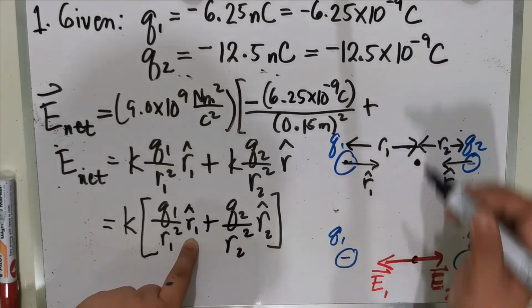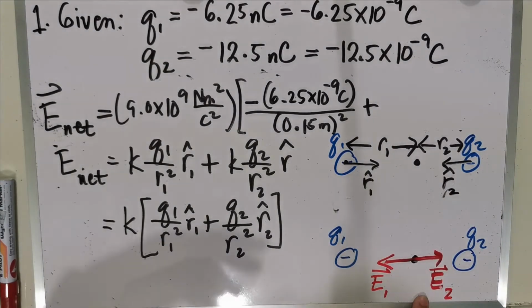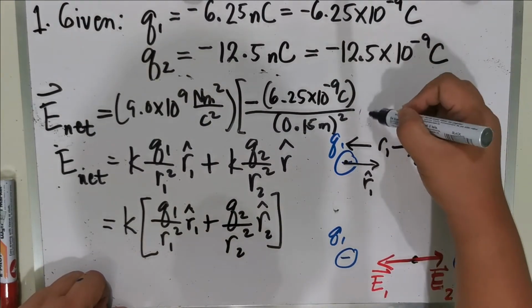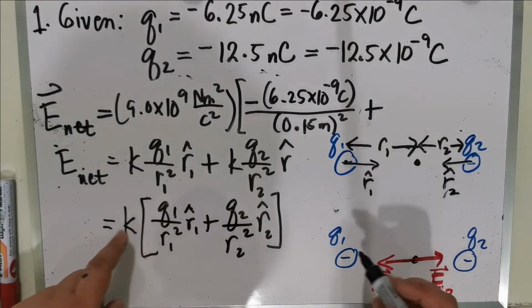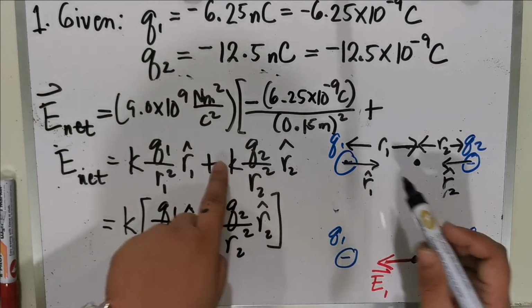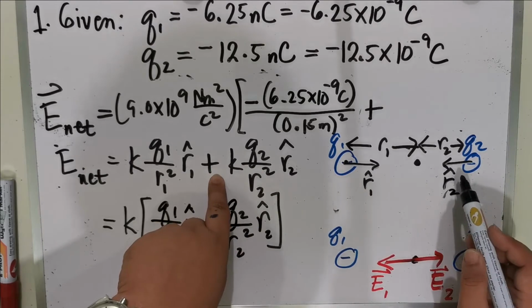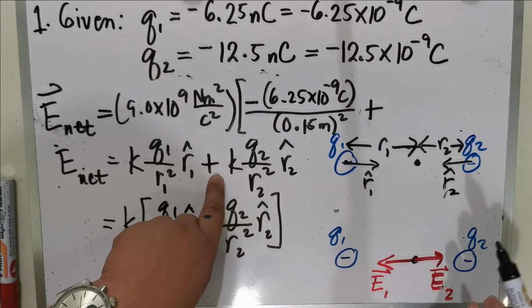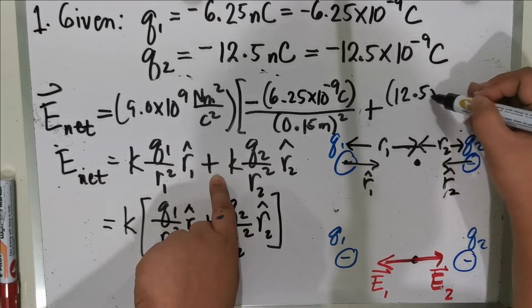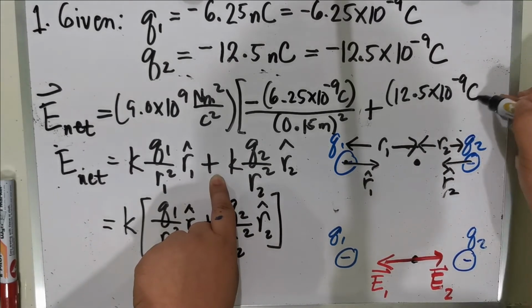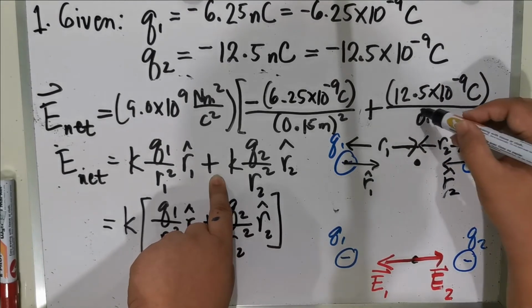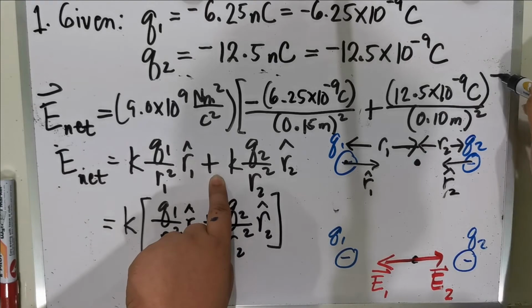And then plus sa isa, ang E sub 2 is padulong sa right, so as is nagyapon ni nga positive. So ma-positive po na siya kay tungod sa equation, di ba? Sa equation is na kay Q2 R2 hat. Ang Q2 is negative, ang R2 hat na to is padulong sa negative, so negative times negative you have positive. So this is 12.5 times 10 to the negative 9 Coulomb over 0.10 meter squared.